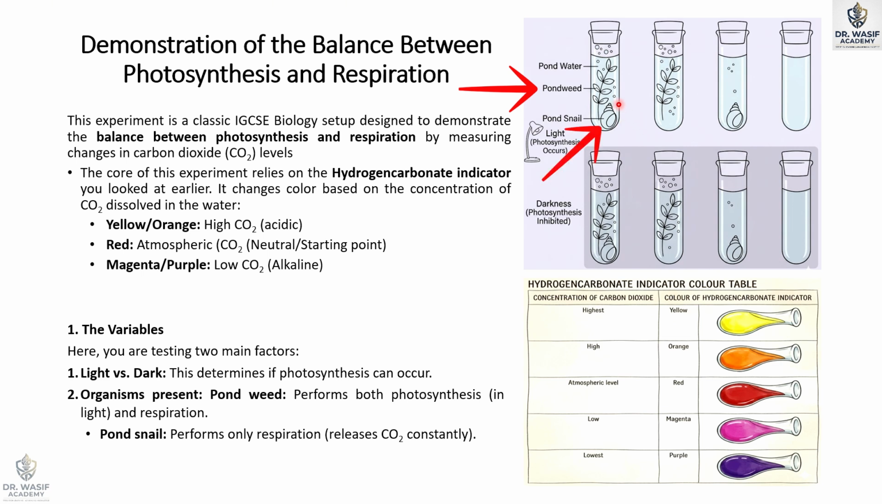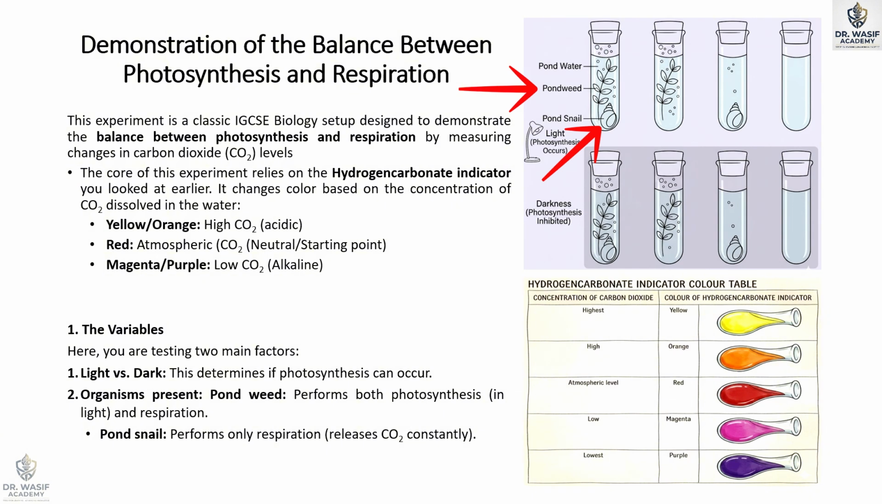Secondly, we have a pond snail. You can look at the bottom, that is a pond snail. Unlike the plant, the snail is a heterotroph, because it cannot create its own food. It only performs respiration, meaning it is constantly releasing carbon dioxide into the water, whether it is light or there is darkness.